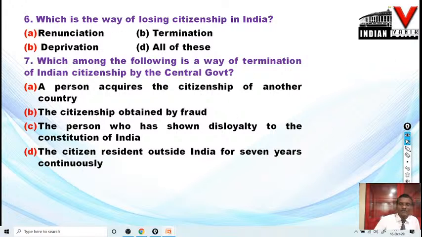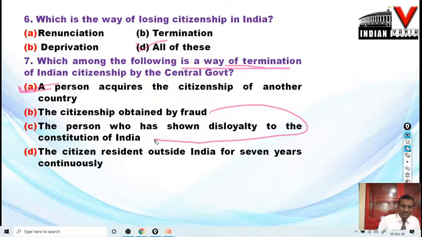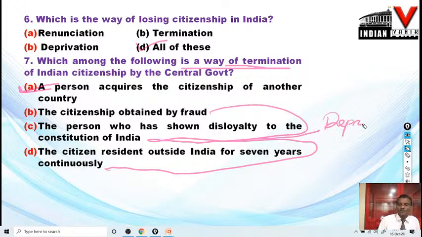Which is the way of losing citizenship of India? Renunciation, termination, deprivation. Which among the following is a way of termination of Indian citizenship by the central government? A person acquired the citizenship of another country, or citizenship obtained by fraud. Here is the answer, that is termination. Fraud, disloyalty to the Constitution of India, sitting outside India for 7 years, all mean deprivation. That is called termination, it is forced termination. So the answer is A. Got it?